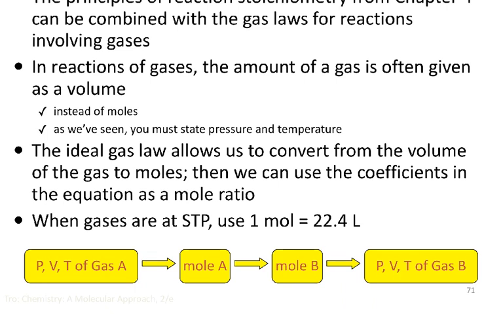moles, or if we're at standard temperature and pressure, we can easily use the volume of a gas at STP, which is 22.4 liters. And then we can convert from moles of one reactant to moles of a product, and then over to the volume of the product if it is also a gas.